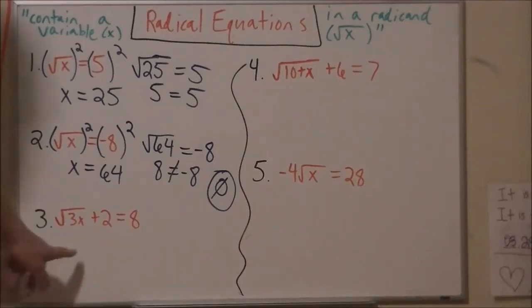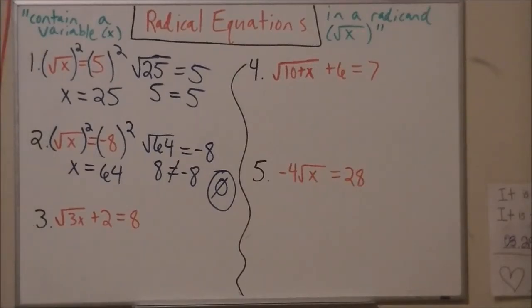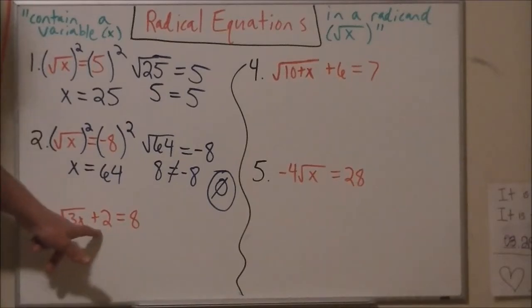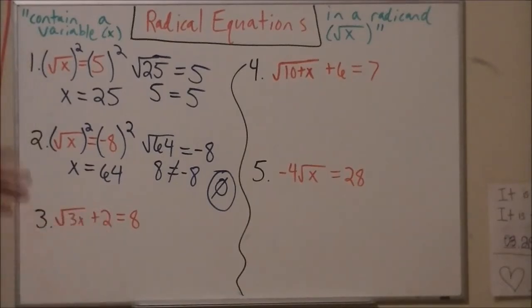Let's do number 3 together. Now, when you have the square root of 3x and the square root stops there, and there's something detached from that, but at the same time it's kind of connected by an addition symbol and a number coming after, plus 2, equals 8, don't take care of the square root first. Order of operations would tell you to take care of that first. But what we have here is a two-step equation.